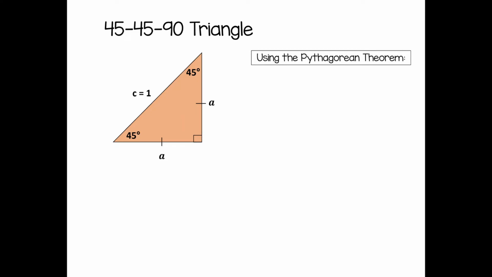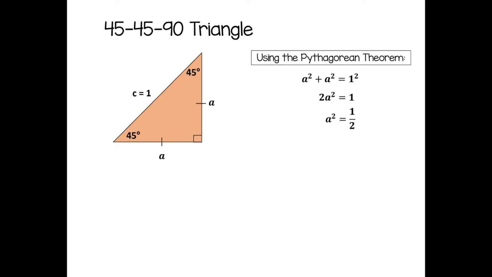because the legs are the same length and I gave them the same variable, my equation is going to look like this: a squared plus a squared equals c squared. c is 1, so that equals 1 squared. Now I simplify by combining like terms to get 2a squared equals 1. I divide both sides by 2 to get a squared equals 1/2. Again, I'm just solving for the value of a. If you need to pause this video because you're taking notes, please feel free to do so. Rewind the video if you need to, or pause it to catch up.